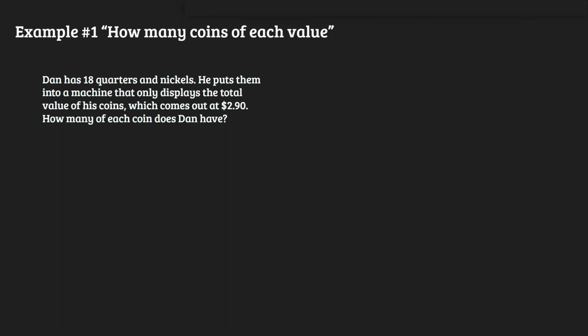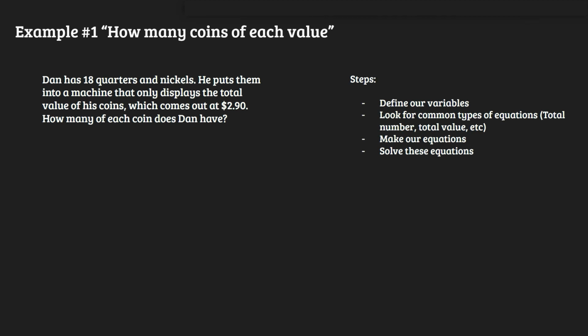So in this problem, we're trying to see how many quarters and how many nickels Dan has. Our first step is to define our variables. Instead of using x and y like we talked about, I'm going to say that Q stands for our number of quarters, and then I'm going to say that N stands for our number of nickels. Now we have defined our variables, we can move on to solving for our equations. So Dan has 18 quarters and nickels.